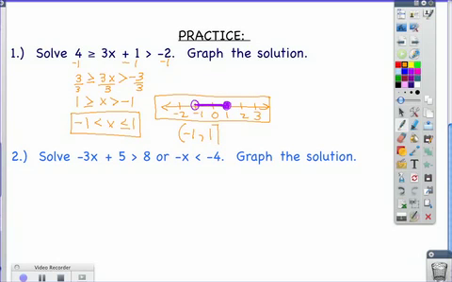I graph this. X is less than -1, so open circle shaded to the left, or x is greater than 4, so open circle shaded to the right. In interval notation, we go from -infinity to -1, and from 4 to infinity.